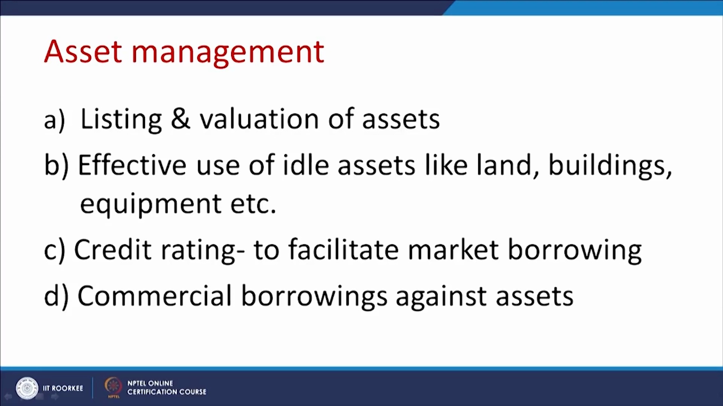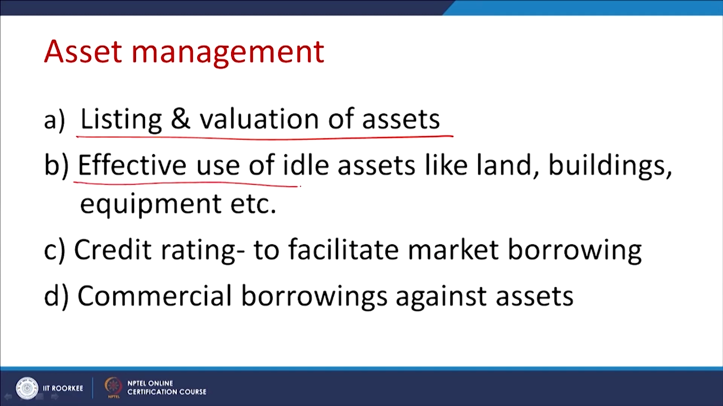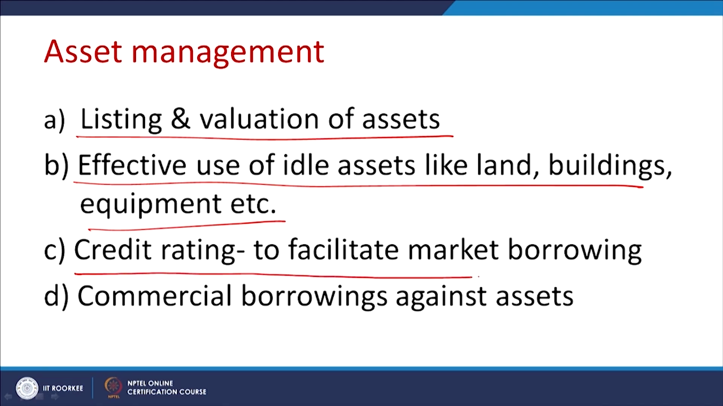So, these are the basic actions in asset management: listing and valuation of the assets. That is the first job. All kinds of assets in terms of basic service delivery like water supply, sewerage, solid waste management, and fixed assets like your green areas, riverfront areas, heritage buildings, tourism potential areas, everything. Then you try to make an effective use of idle assets like land, buildings, equipment. Please explore the credit rating to facilitate market borrowing.